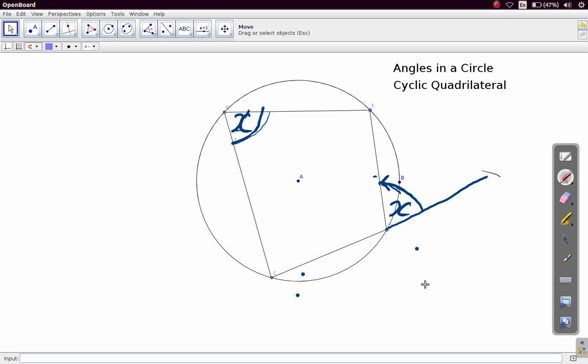So that's the case of the cyclic quadrilateral. A cyclic quadrilateral is a quadrilateral where the vertices, that's the corners, where the sides meet, are on the circumference of the same circle.